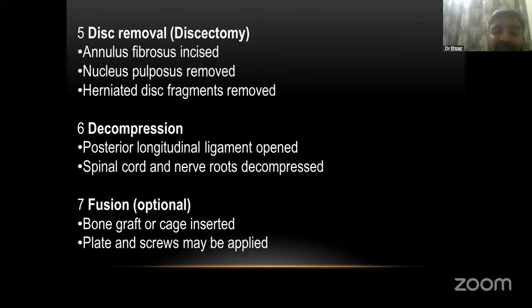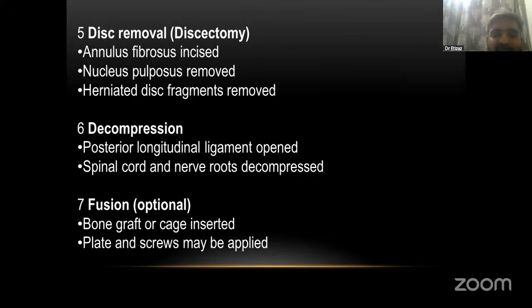Then we have to confirm it. How do we confirm it? As I have seen, we confirm with the help of the posterior longitudinal ligament. If the posterior longitudinal ligament is relaxed and there is no compression over it, then we see it. Most of the time we don't open the posterior longitudinal ligament. Sometimes we can open it if we see that it is not decompressed. Then we see whether the spinal cord and nerve roots are decompressed or not.